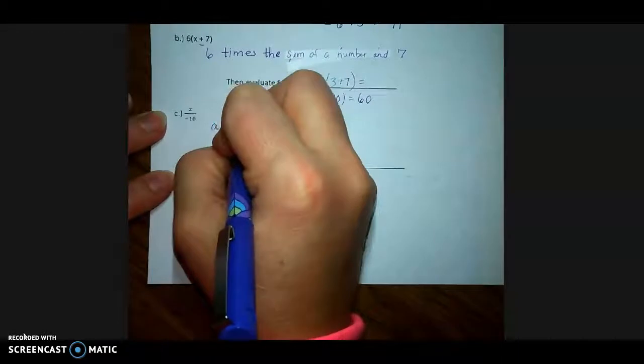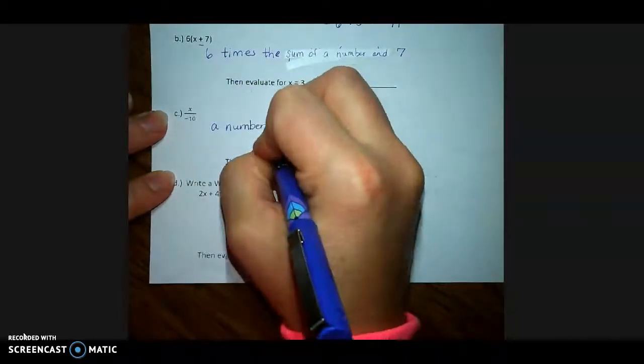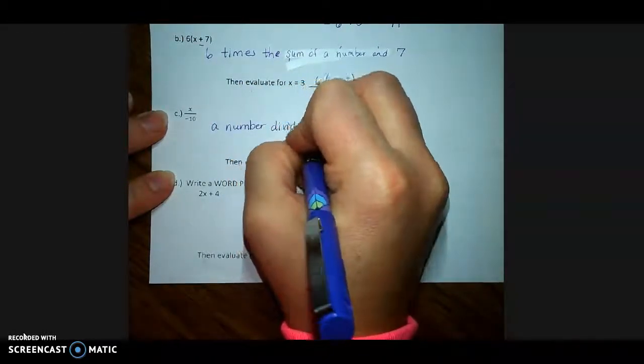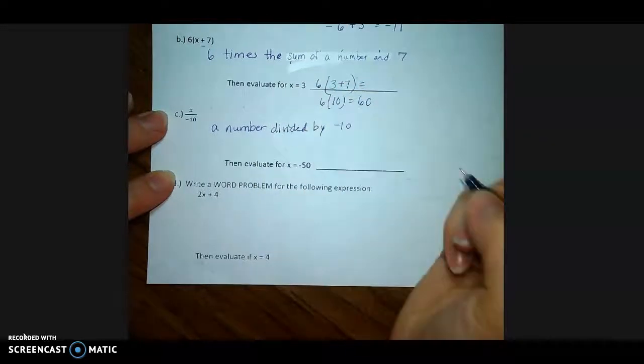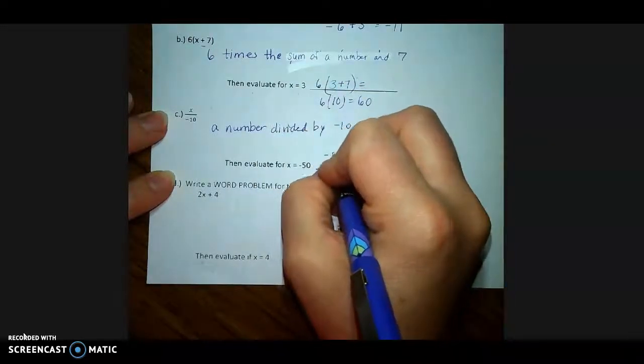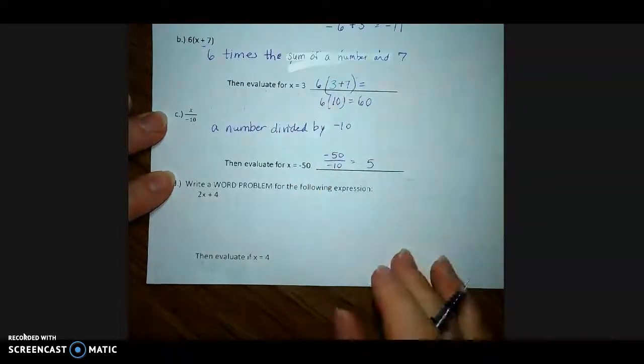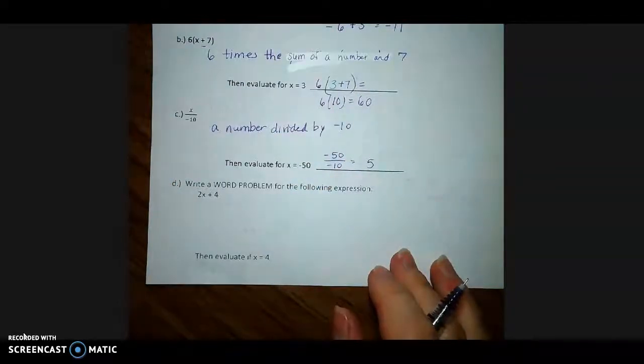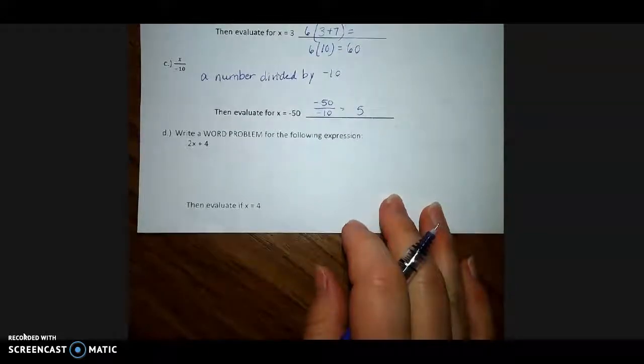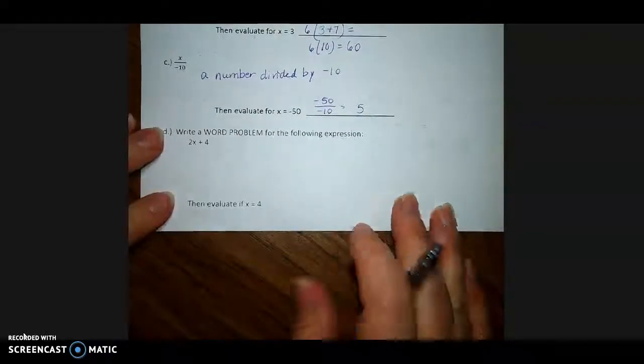So we could say this one is a number divided by negative 10. So when we substitute that in, we'll get negative 50 over negative 10, and we get positive 5. Remember, if at any time you need to, stop, slow this down, or go back and re-listen to it.